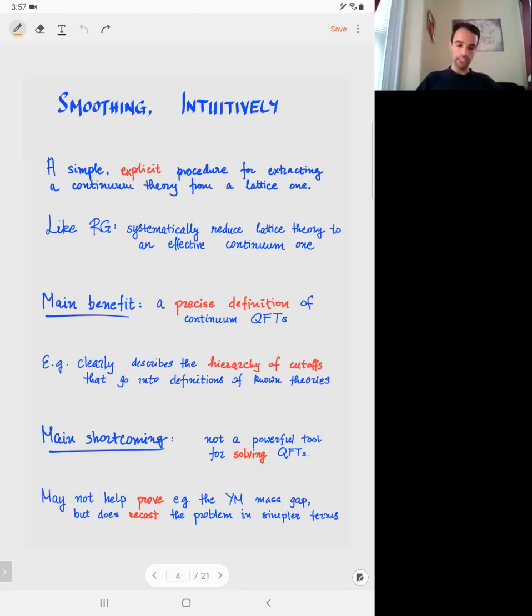Okay, but to be honest, the main shortcoming of this entire story is that I will not be able to tell you an efficient way to actually solve a given lattice theory by reducing it to some nice universal free or almost free EFT or something like that. So if it's interacting, you'll have to use your normal Wilsonian RG and other methods to solve it.